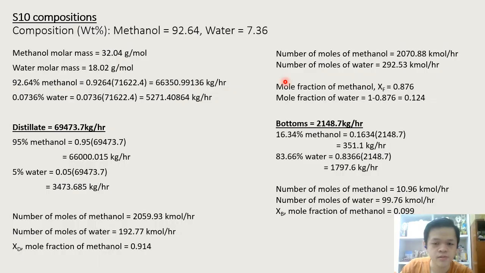For the feed stream, we calculated that the mole fraction of methanol, which is XF, is 0.876, and the mole fraction of water is 0.124. For the distillate part, we found that the mole fraction of methanol, which is XD, is 0.914, and for the bottom part, the mole fraction of methanol is 0.099.